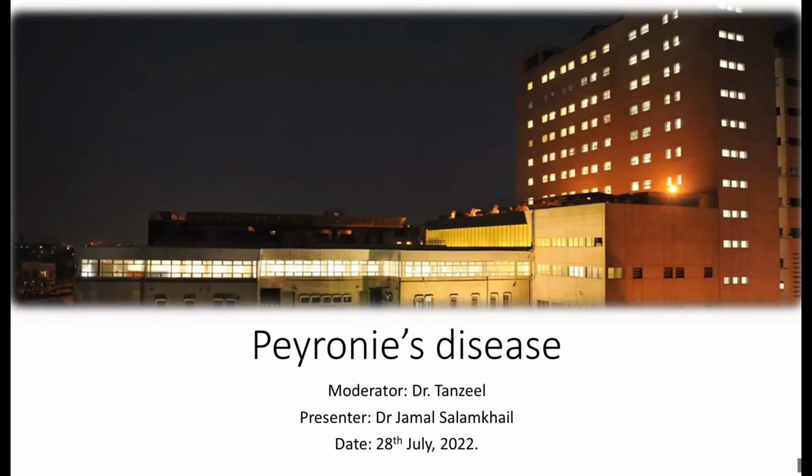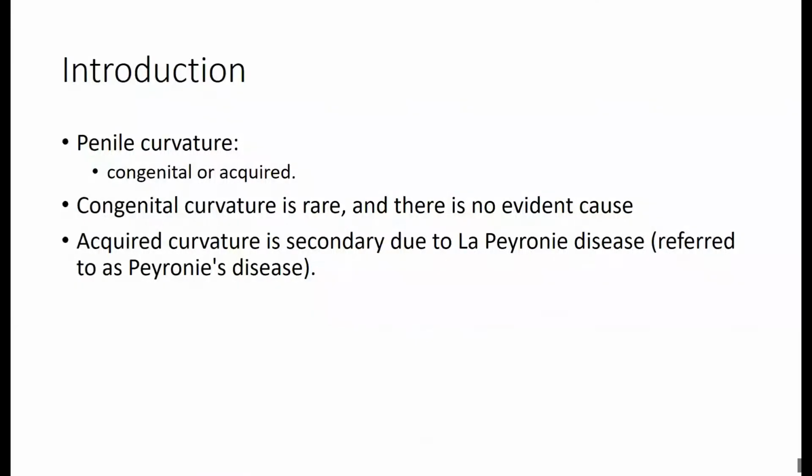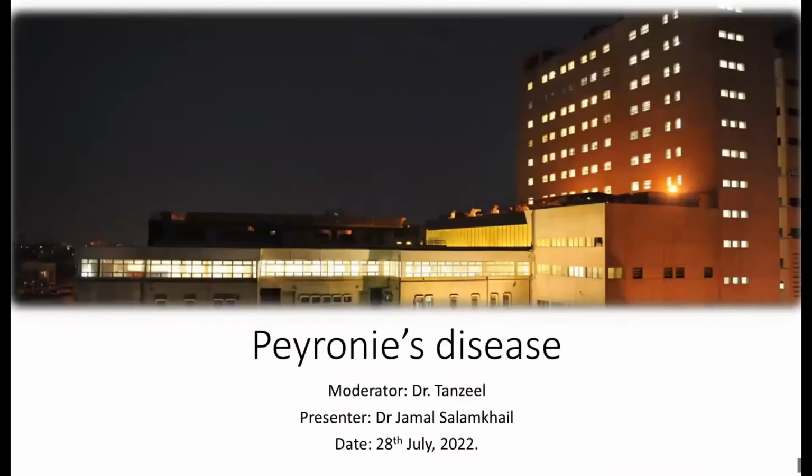Sir, it is non-malignant and progressive. It may be due to trauma. The exact cause, the exact mechanism, is not known. So there is a formation of plaque in the tunica albuginea, which covers the corpus cavernosum, and it causes the curvature of the penis. Either it may be upward, lateral, or downward.